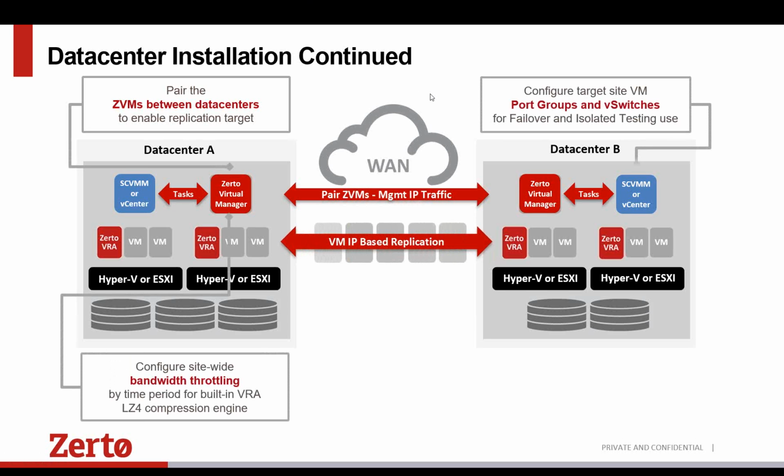In the target site, we need to configure the port groups and vSwitches that you want to use for both connecting the virtual machines to when failing over and when testing the failover. And for test failovers, we recommend creating isolated port groups that are not routable to production to allow you to do failover testing in working hours.